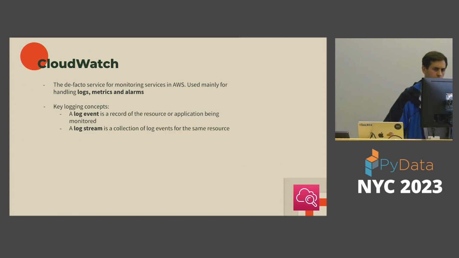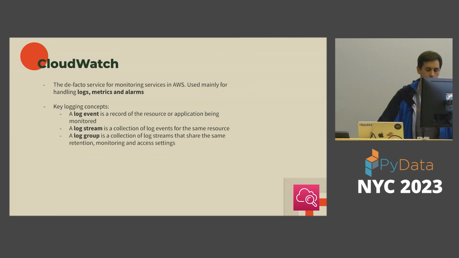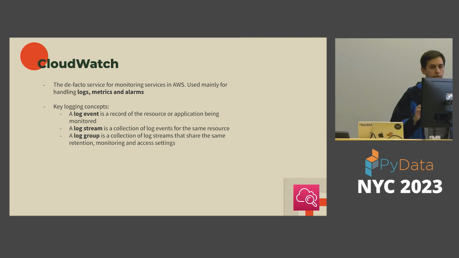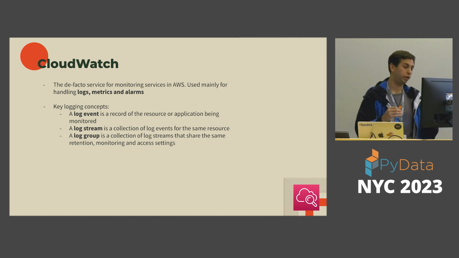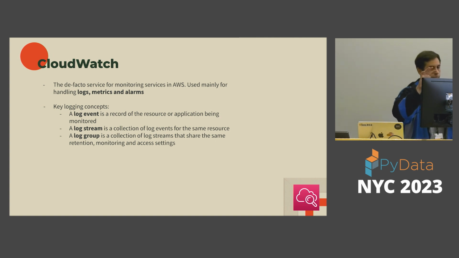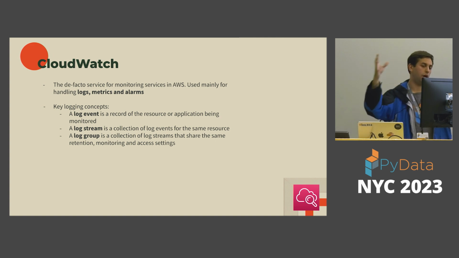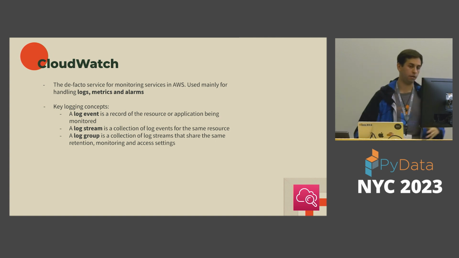alarms. And just some key concepts: you have what is called a log event, which would be a record of the resource or application being monitored. Say when you run logging.info, one of those would be a log record. Then you have a log stream. So if we go back to the container orchestration, you can have two of those running. A log stream would be all the logs of one of those containers. And then a log group would be all the logs of absolutely all the applications.